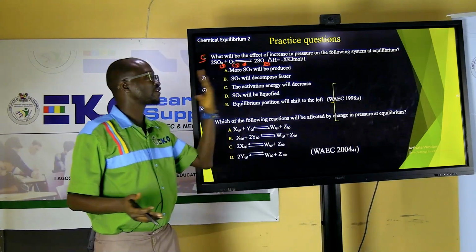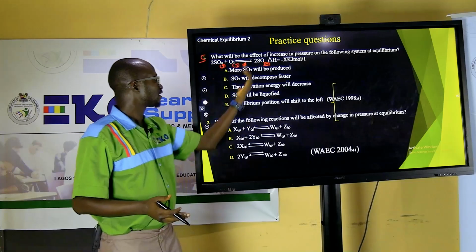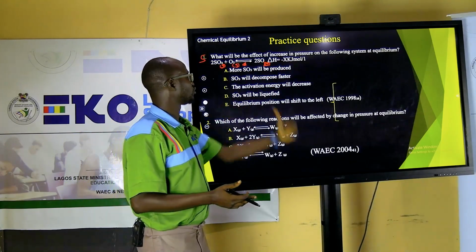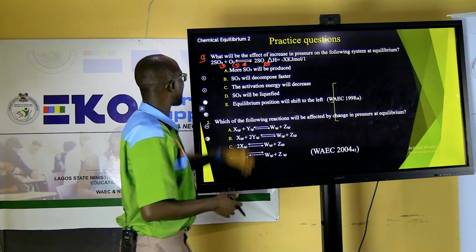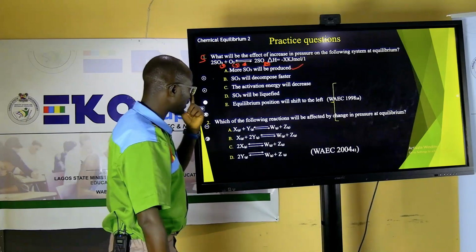If the backward reaction is favored, that's when we can go for option B. SO3 will decompose faster, because the backward reaction being favored means SO3 will produce SO2 and oxygen. So our answer is option A. Now let's move to the last question.